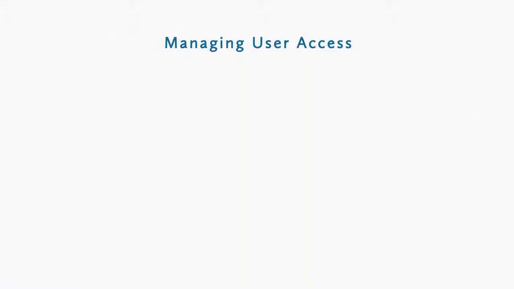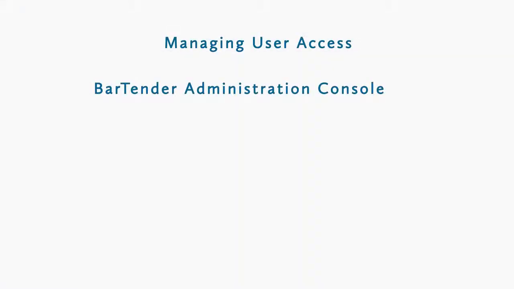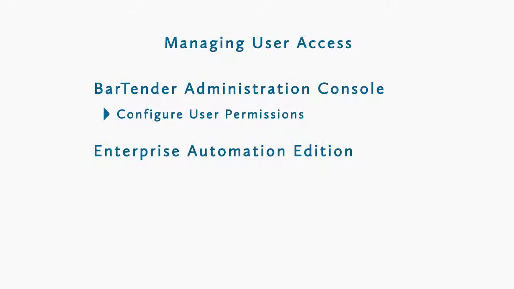To quickly recap, the BarTender Administration Console allows for configuring user permissions. Enterprise Automation Edition users can also set up logging and electronic signatures.